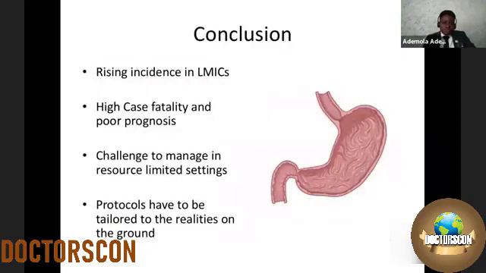So in conclusion, there's a rising incidence of gastric cancers in resource-poor environments. We have a high case fatality and it's generally poor prognosis. And this is because we have challenges in accessing resources that will manage these patients. And we need to understand the fact that protocols have to be tailored to realities on the ground. And that's why we're using more of the NCCN harmonized criteria rather than the Western criteria for our patients.